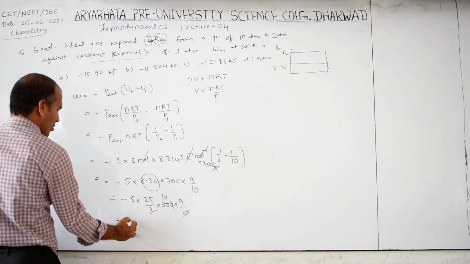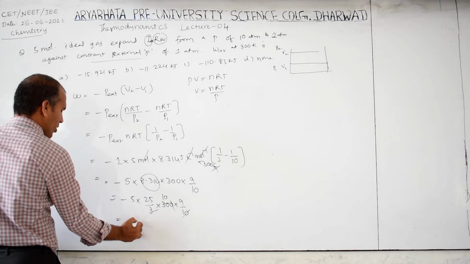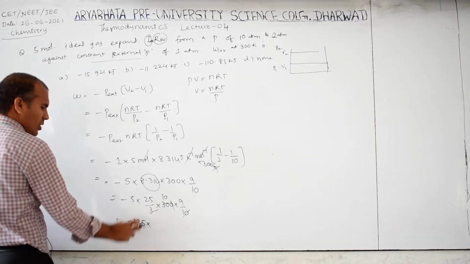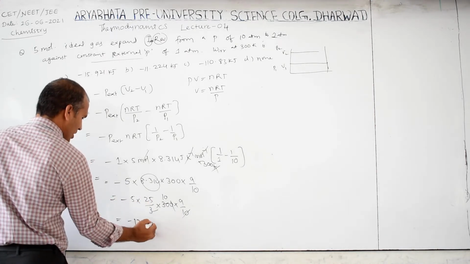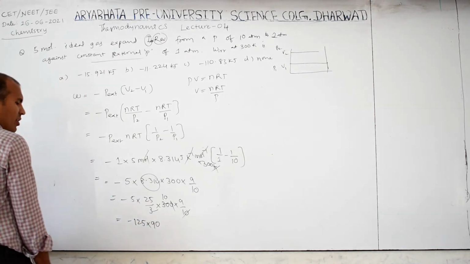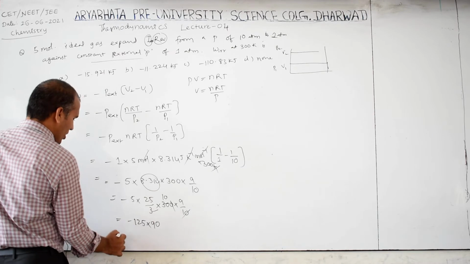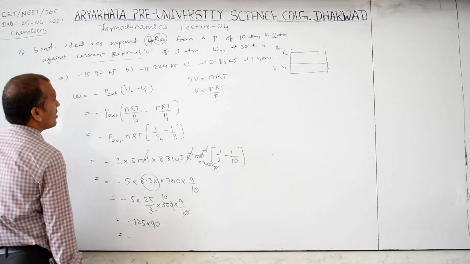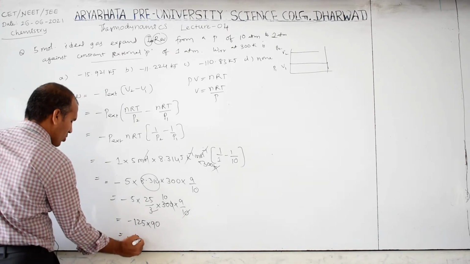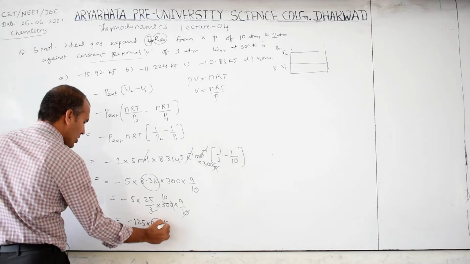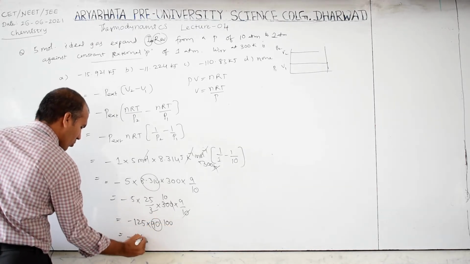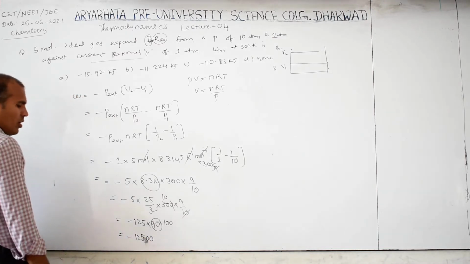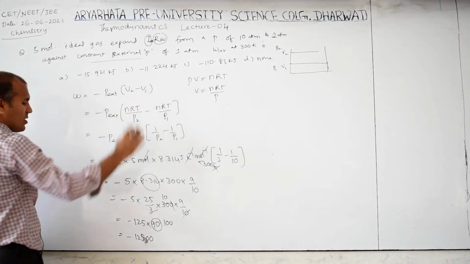Therefore 5 into 25 is 125, this is 25 into 5, 125, this is 90. If it is 90, consider 100 also, no problem. Therefore minus, if you consider minus 125, I want to roughly consider 100, no problem, and this is 500, but here the answer is not there.